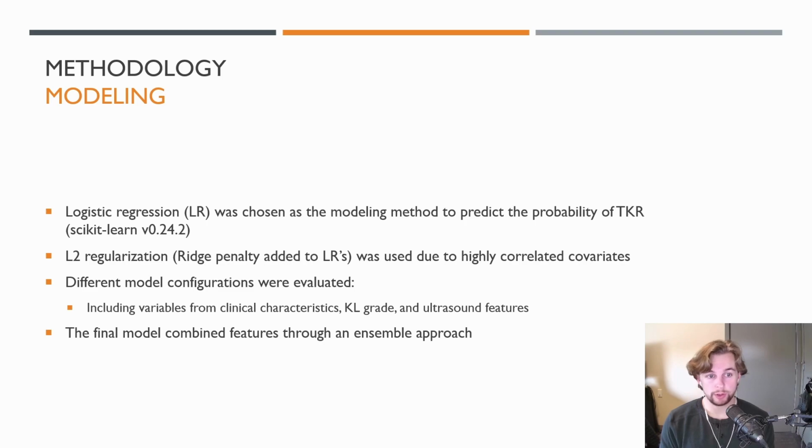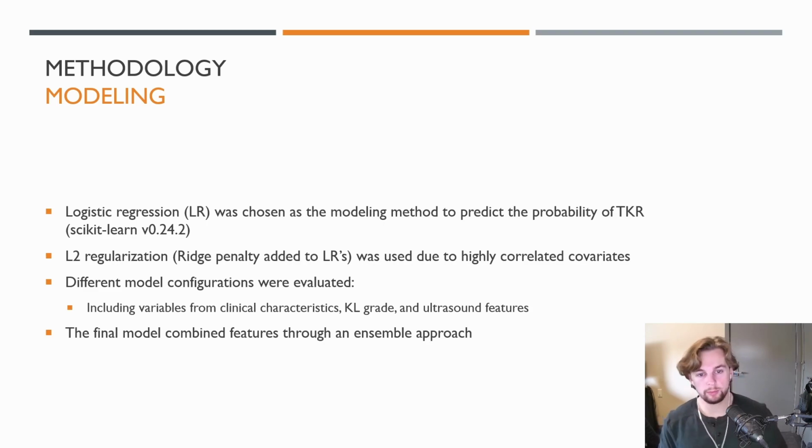The modeling. So the researchers implemented logistic regression as the modeling method to predict the probability of total knee replacement. They did this in Python using the scikit-learn package, and L2 regularization was utilized due to highly correlated covariates. So basically a penalty was applied to the logistic regressions.